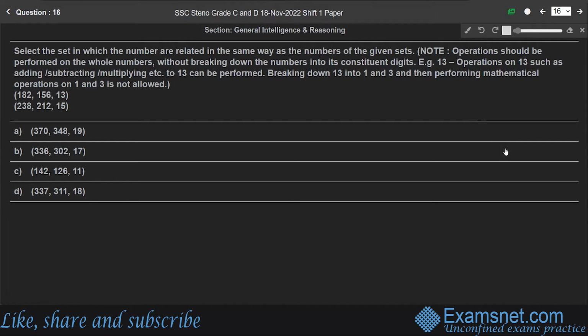Keeping this in mind, we'll consider the first set. We'll consider the first number in the first set, which is 182. And the second number is 156.